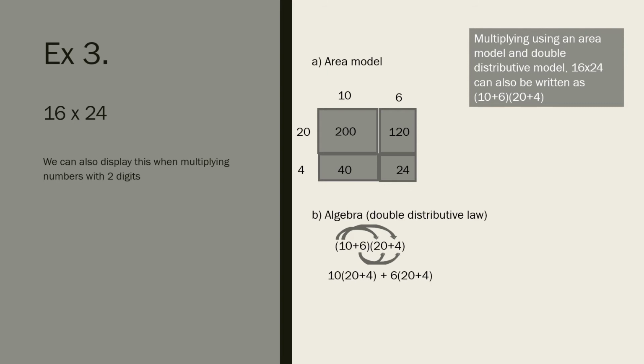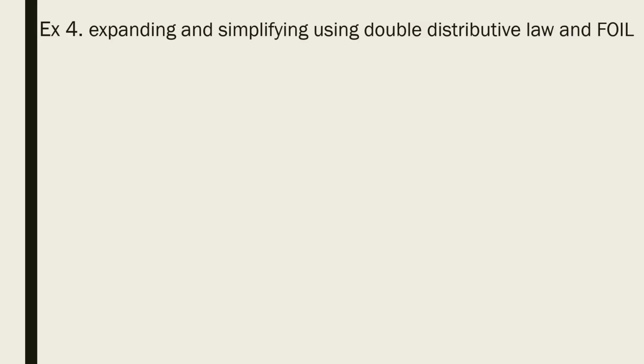10 times 20 equals 200. 10 times 4 equals 40. 6 times 20 equals 120. And 6 times 4 equals 24. The new equation becomes 200 plus 40 plus 120 plus 24. Combine the brackets to get 240 plus 144, which equals 384, the same as the area model, meaning that we are correct. Example 4. Expanding and simplifying using double distributive law and FOIL.